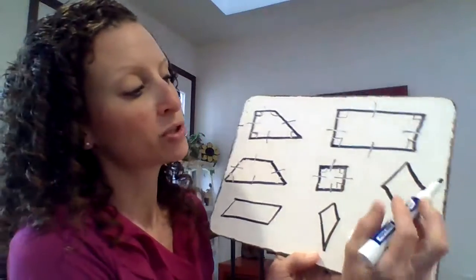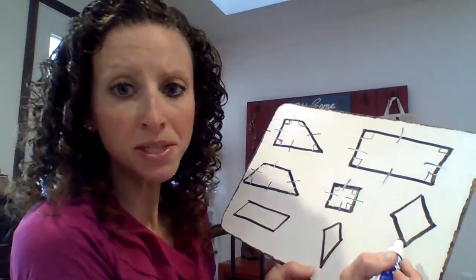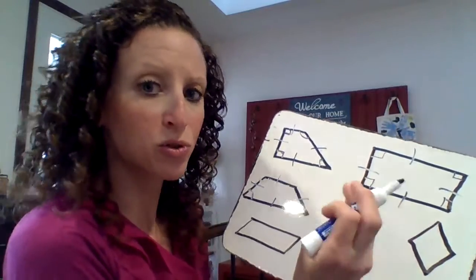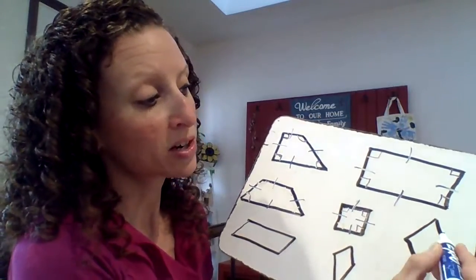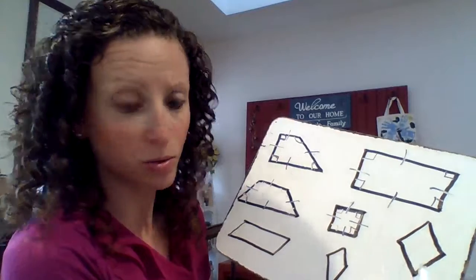Now here I have what's called a rhombus. Now a rhombus is like a square that's been stretched. These sides are going to be the same size, okay?